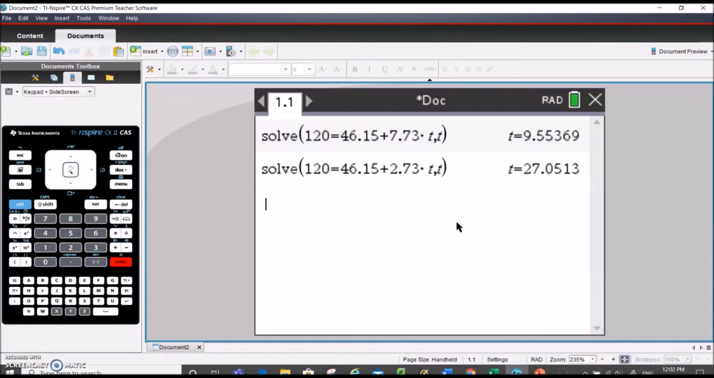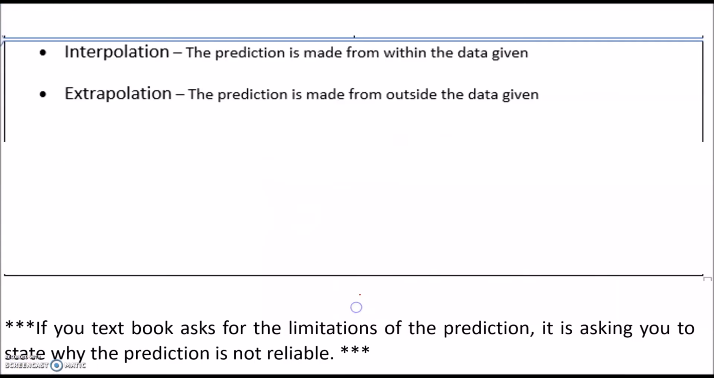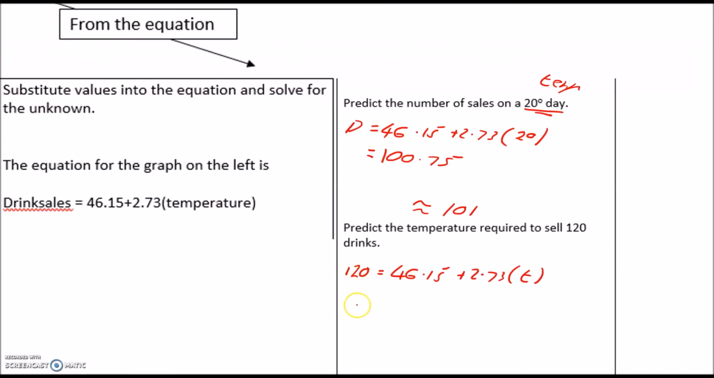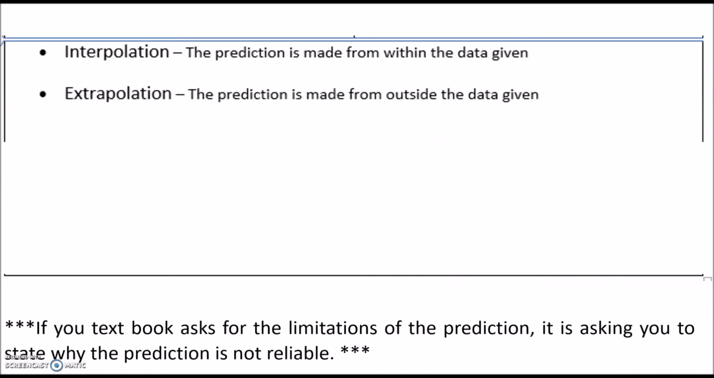27.05 definitely more matches what it should have been, and that's what my prediction should be. Whoops, so I shouldn't write in the answer. t equals 27.05. Right, and we've done our predictions from our regression line. It's more accurate, but it takes a little bit more time to do.